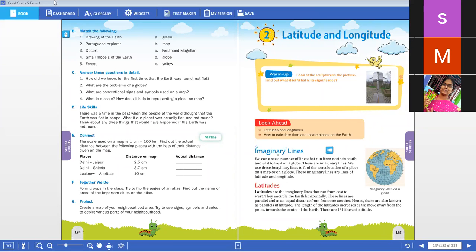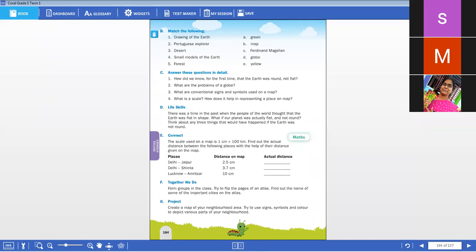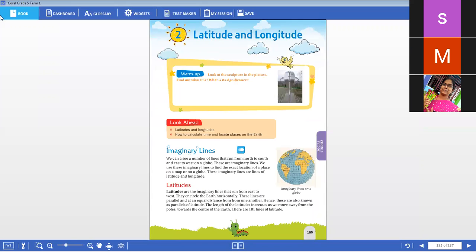We have started this lesson, latitudes and longitudes, today. Coming to the part, imaginary lines. Before going to the lesson, let's have a video once, then let's have an explanation. It will give you a better experience.